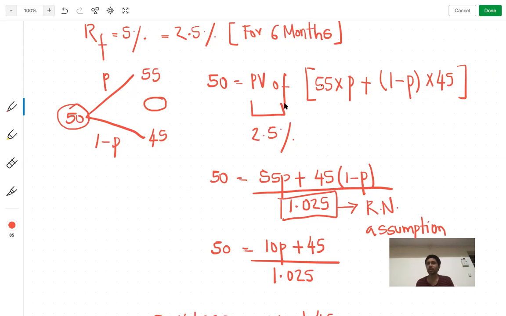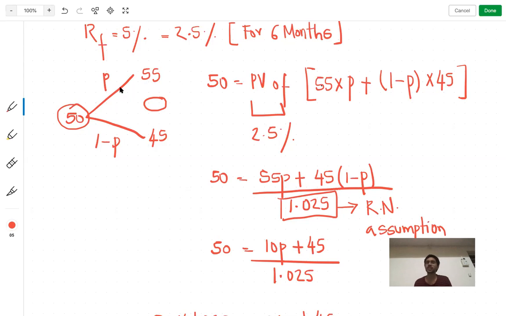I said 50 should be equal to the present value of the expected share price at t equal to 6, where the expected share price we calculated as 55p plus 45 into 1 minus p, where p is the probability of up move and 1 minus p is the probability of down move. We then backed out, we calculated the probability. This probability that we got as 0.625 is nothing but the probability that a risk neutral investor would have assigned to an upside move.